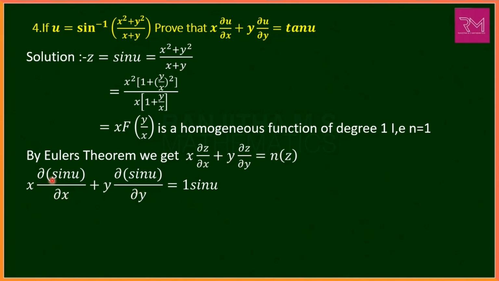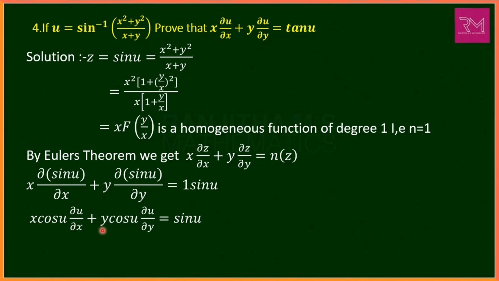Next step, we have to differentiate this sin u with respect to x. Here also we have to differentiate this sin u with respect to y. We get x into, the differentiation of sin u with respect to x is cos u into del u by del x, plus y into, the differentiation of sin u with respect to y is cos u into del u by del y, which is equal to sin u.